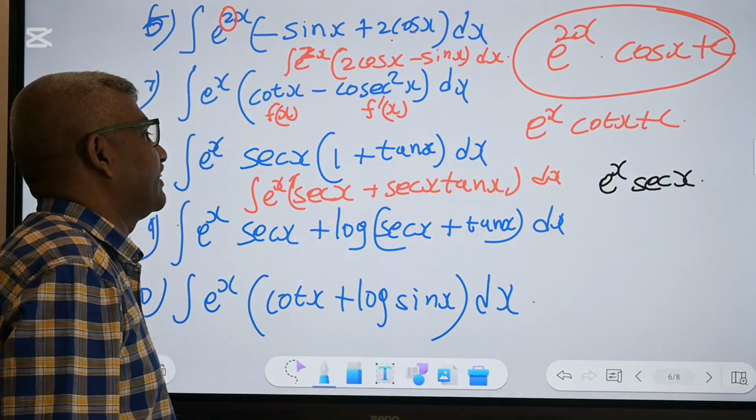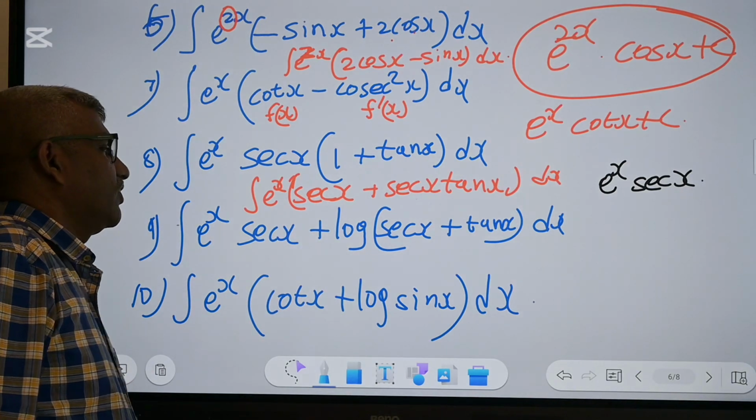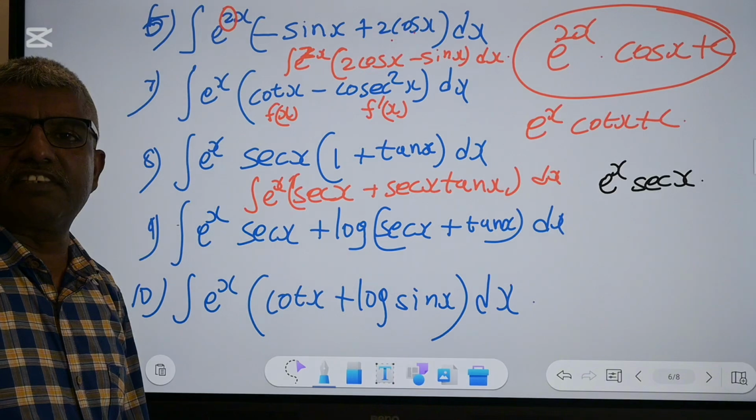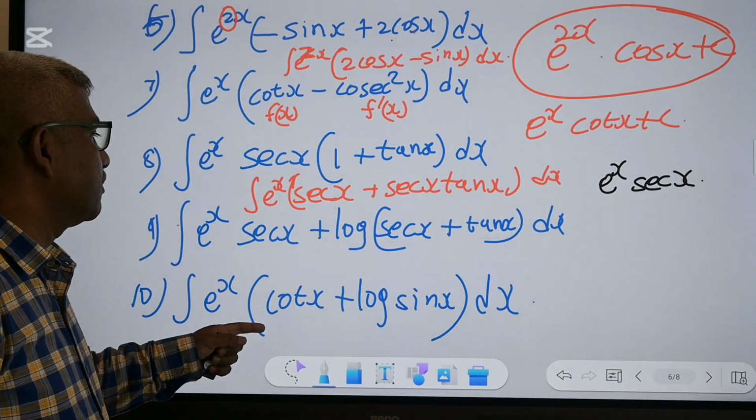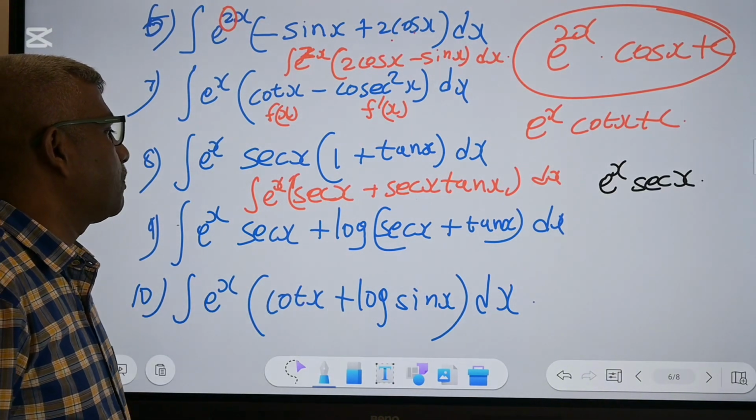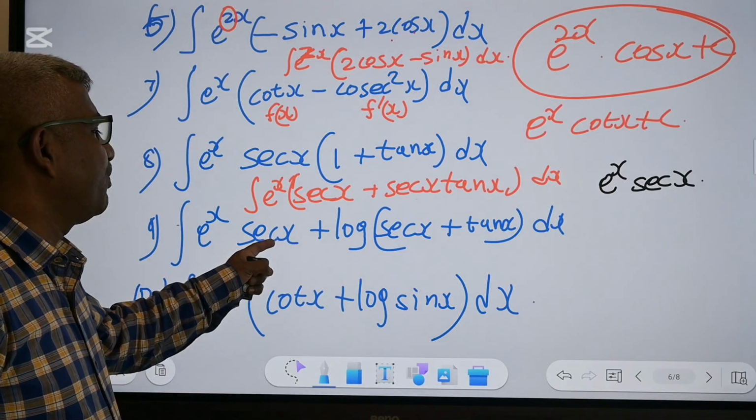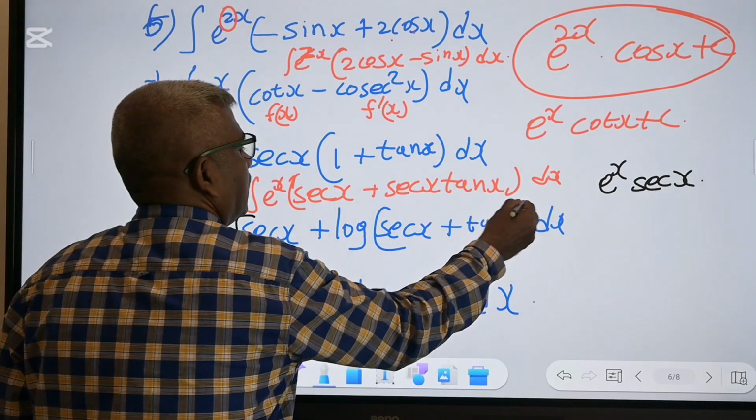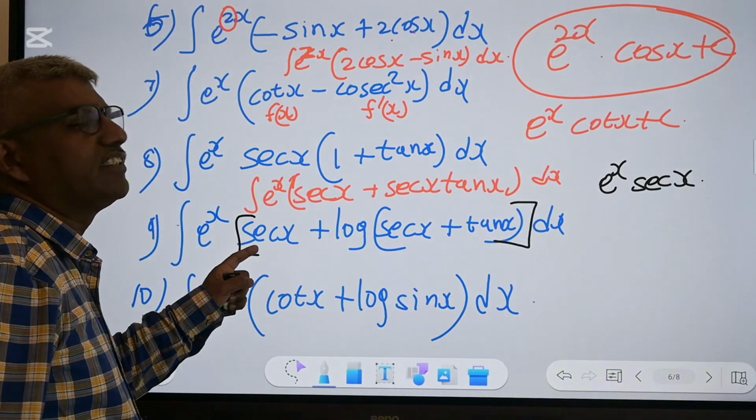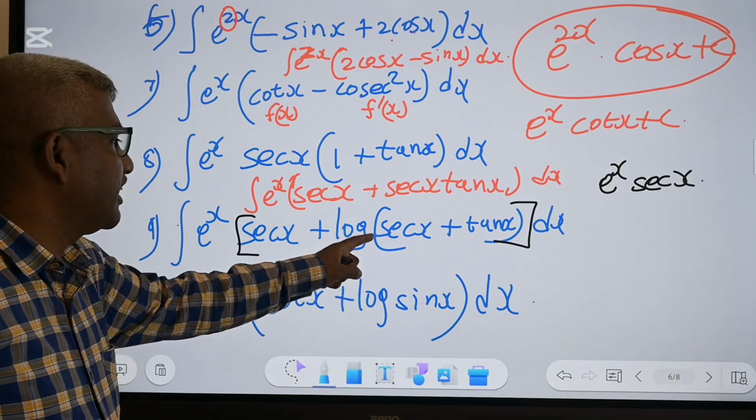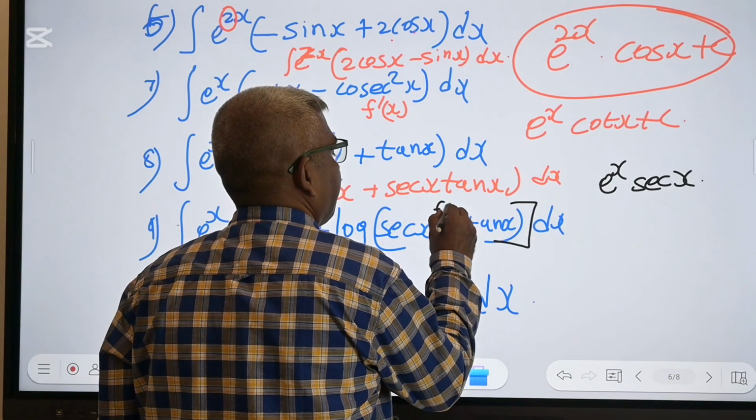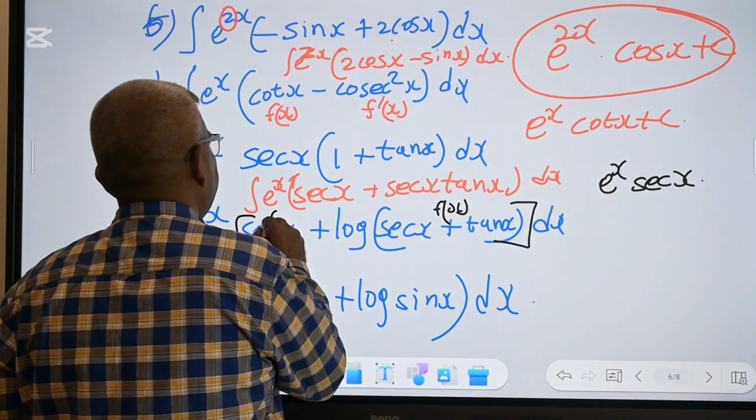f of x is secant x. Okay, here, question number 9: integration of e power x times (secant x plus log(secant x plus tan x)). Secant x, if you differentiate, gives secant x tan x. Here it is not there. So this will be f of x, and this will be f dash x.